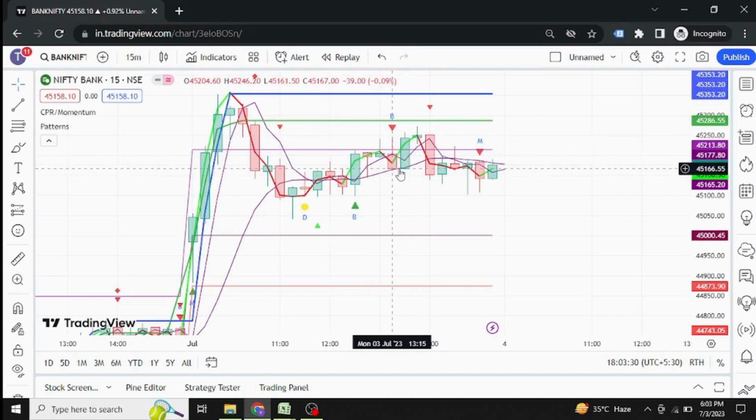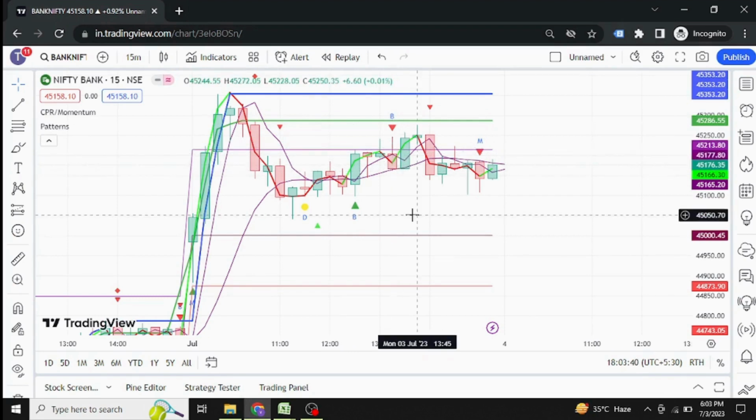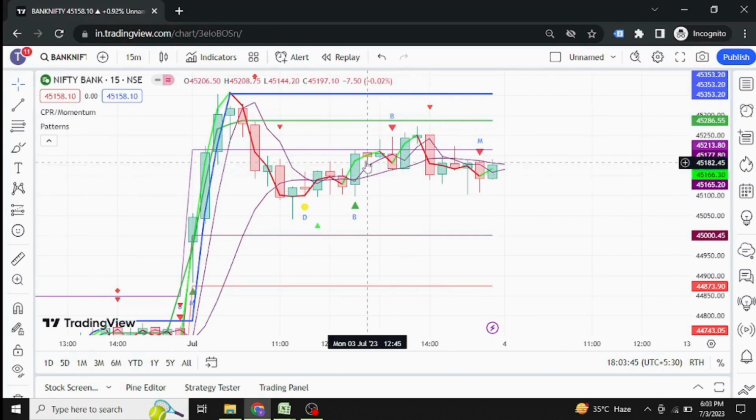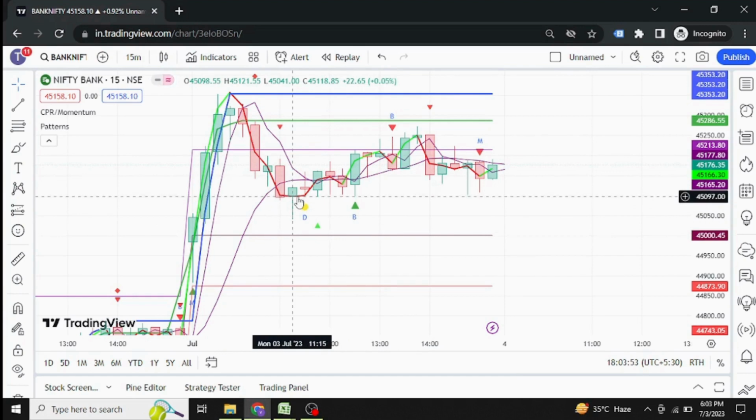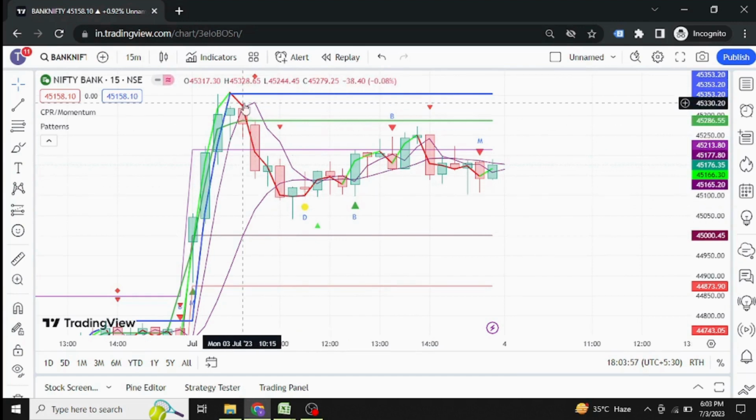This one has closed over here. Sorry, it has closed over here. This was the closure. So whenever it closed, the next candle was a green candle. Now, why did it become a green candle? Because it did not cross this. Here, if you see, it crossed, but the close of the candle is happening above this. So you can say that the bears were not able to pull it further down.